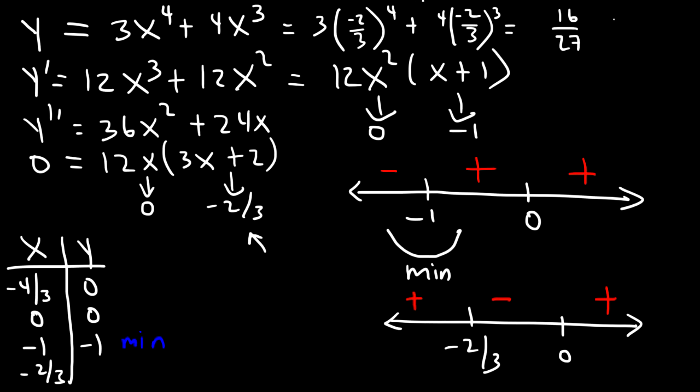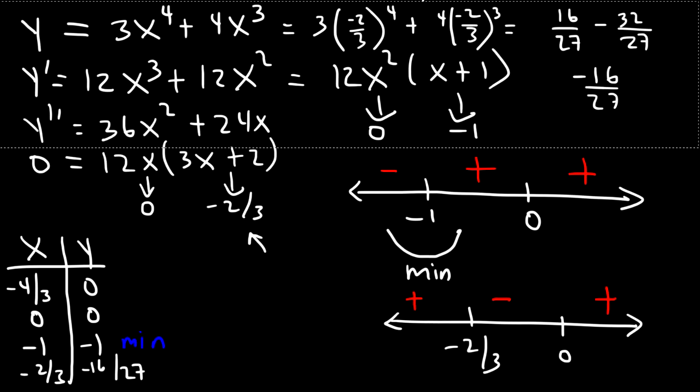Negative 2 to the 3rd is negative 8 times 4. That's going to be negative 32. And then 3 to the 3rd is 27. 16 minus 32 is negative 16. So this is going to be negative 16 over 27, which is a little bit lower than negative a half. So now we can combine the two sign charts.